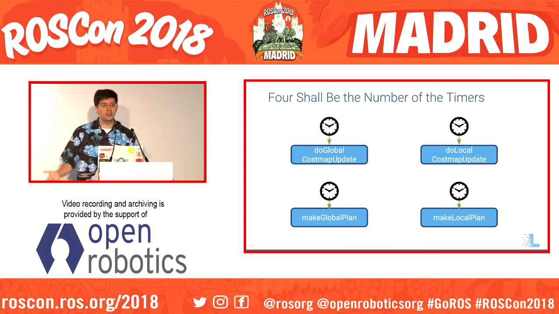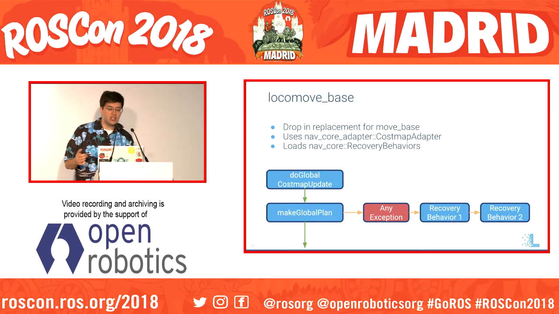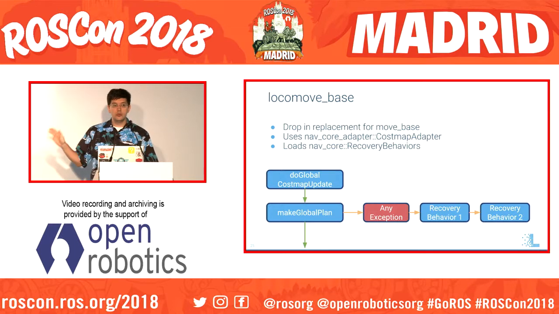And you can take it further. You can make 4 different timers for each of the different components. This is much like what MoveBase does, where each of them runs on a different update cycle. And in fact, we made a replacement specifically for MoveBase where you can drop it in, called LocoMoveBase, that allows you to use your previous costmaps, so the same costmap_2d ROS, but then also load NavCore recovery behaviors, so that when, for example, your global plan fails, on any exception, it will go through the static list of recovery behaviors, just like MoveBase would.